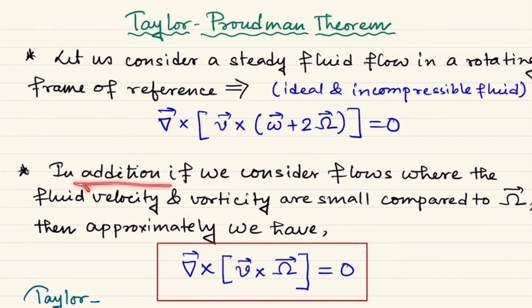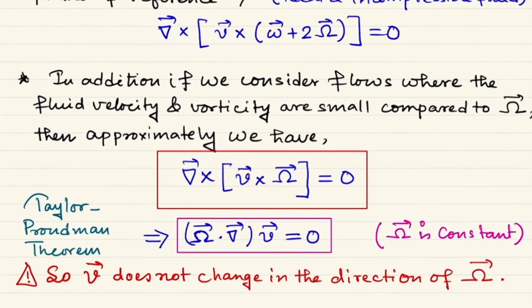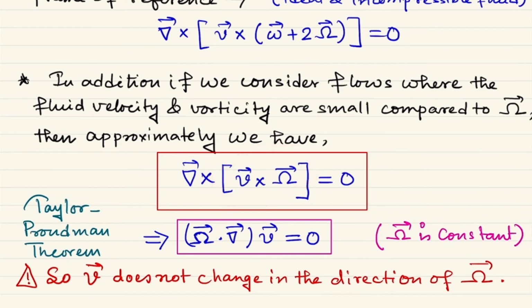In addition, if we now consider flows where the fluid velocity and vorticity are small compared to omega, then you can neglect small omega with respect to 2 capital omega. That's possible if the flow is slow, not very fast, with respect to the rotational speed of the reference frame. Then you can neglect this term, and you have finally this vector which is practically irrotational. So the curl of v cross capital omega will be equal to 0.